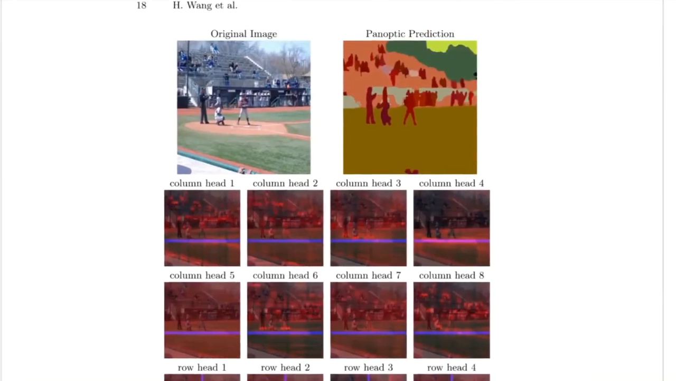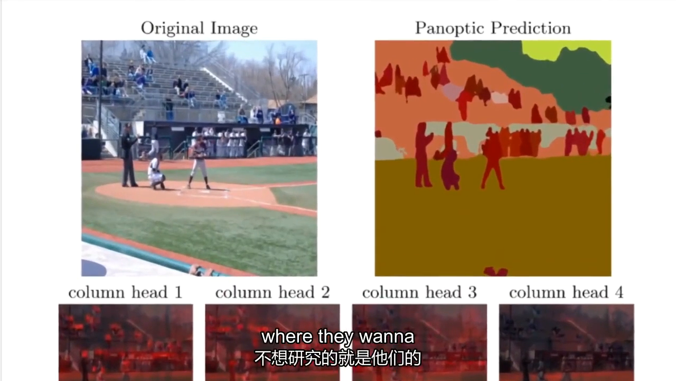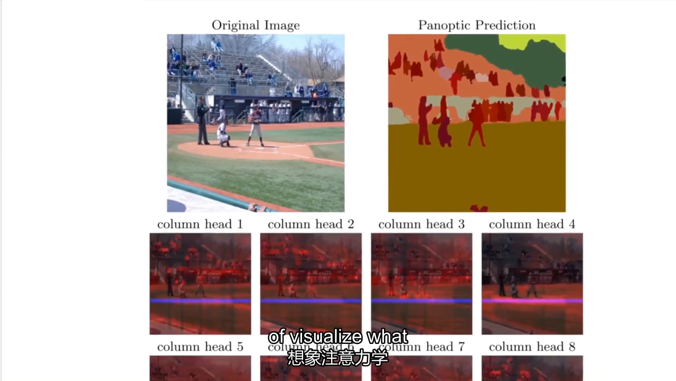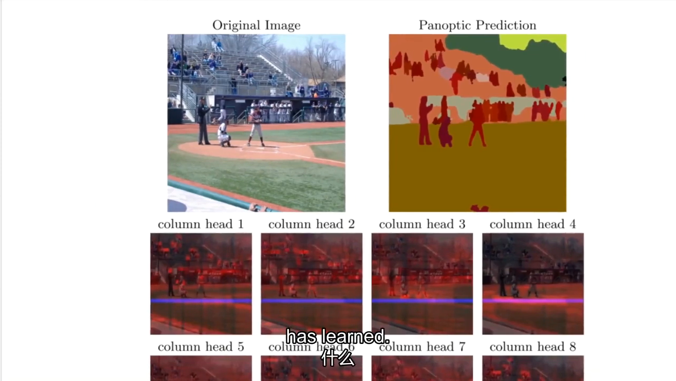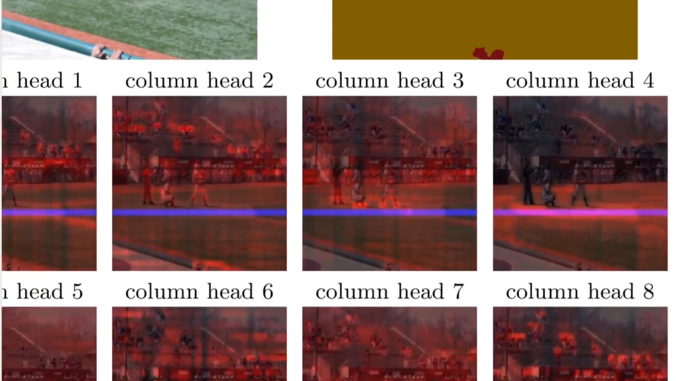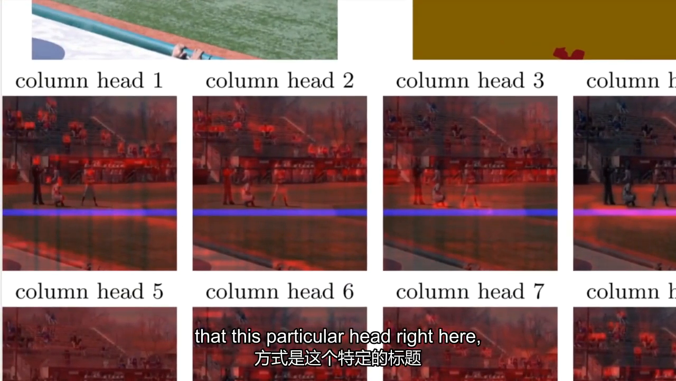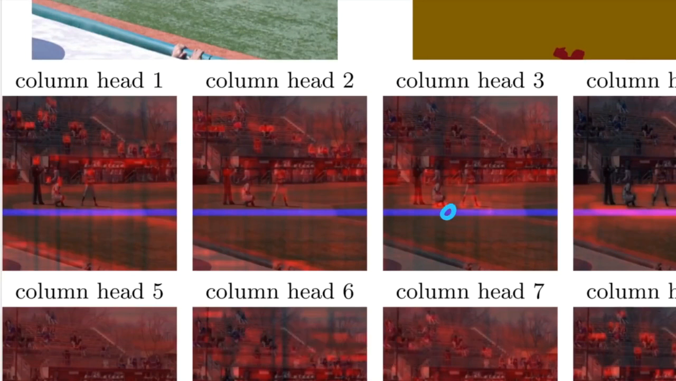There is the last thing, where they want to research what their heads learn. And usually you can do this, right? You can kind of visualize what the attention heads learn. So in this case right here, in the column heads, the way you have to read this is that this particular head right here aggregates information from its column. So everywhere where it lights up, there's a lot of information being routed.